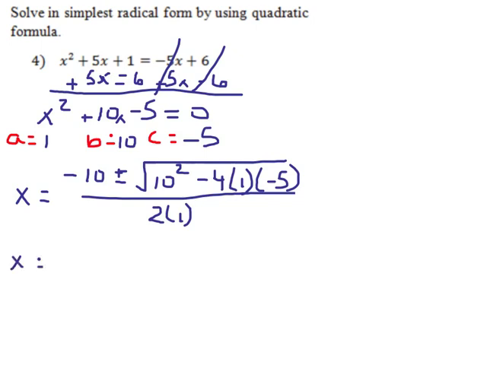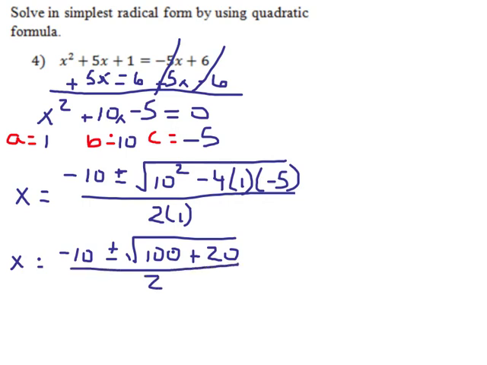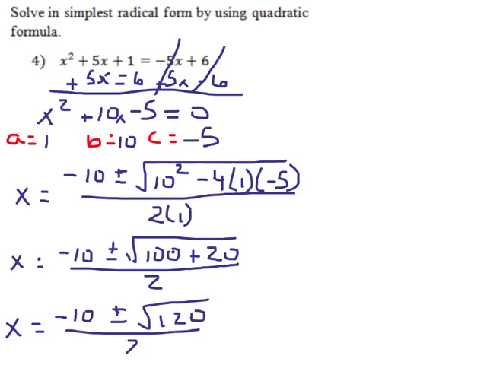So next line, I get the negative of 10 plus or minus the square root, once again, of 100 this time for 10 squared, and minus 4 times 1 times negative 5 is plus 20, all divided by 2 times 1. So I'm going to get x equals negative 10 plus or minus the square root of 120, divided by 2. Okay, as far as that one goes.